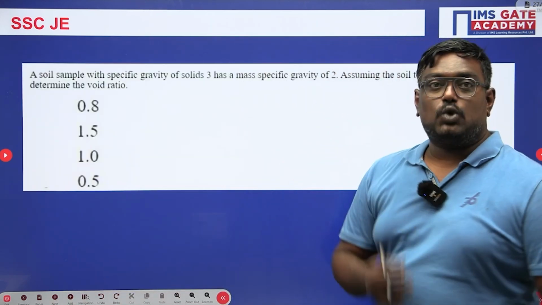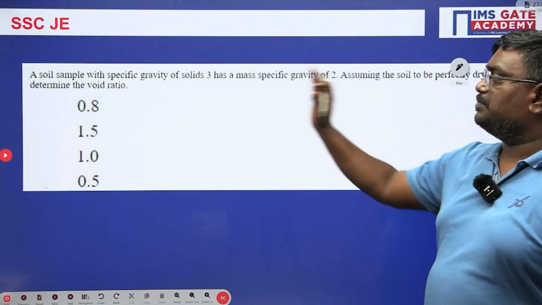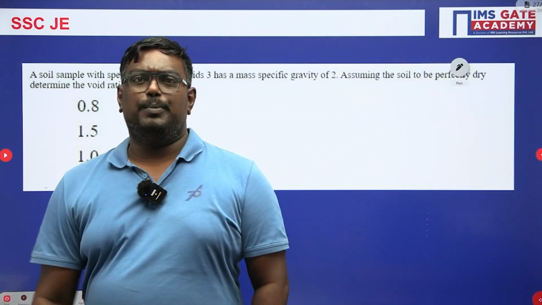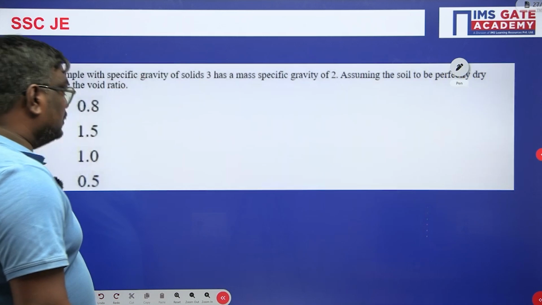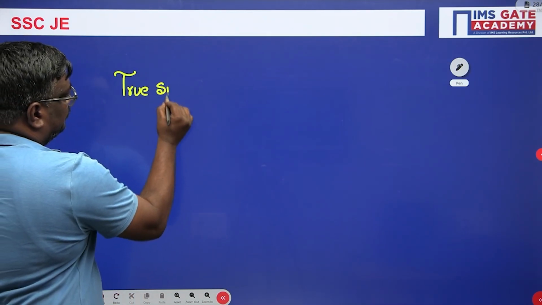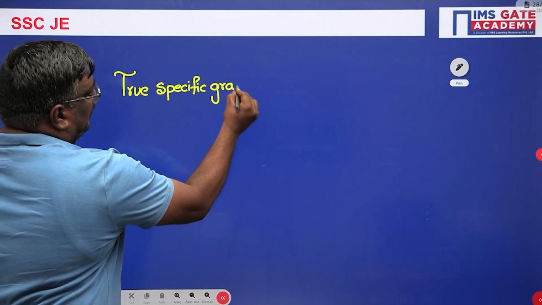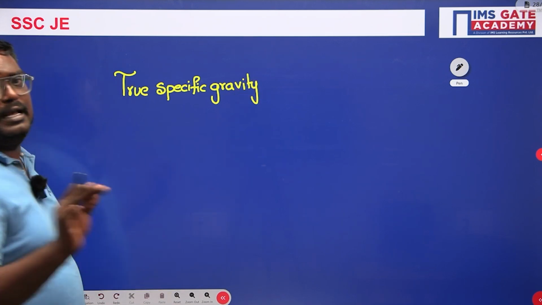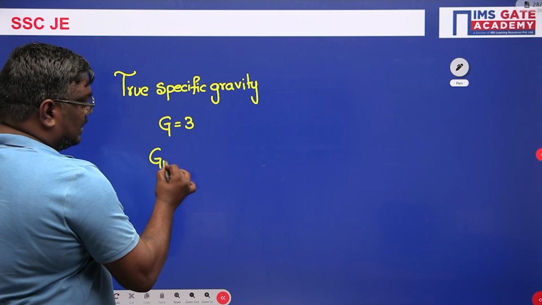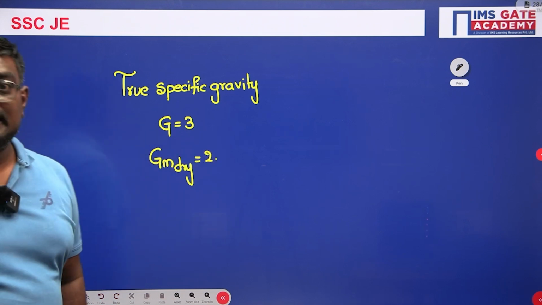Now see students, a soil with a specific gravity of 3 and a mass specific gravity of 2. Assume the soil is perfectly dry and determine the void ratio. Now see students, he is assuming the soil to be dry, sir. And what has he given? They have given you the true specific gravity. Sir, in the exam, don't try to write in an elaborate way, because time is a very important factor in SSC JE. True specific gravity is given as G. And mass specific gravity, what is the condition of the soil? It is dry, sir, so it is given as 2. So what he is asking is the void ratio.